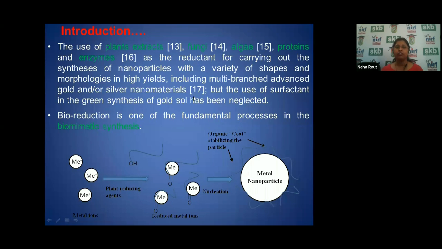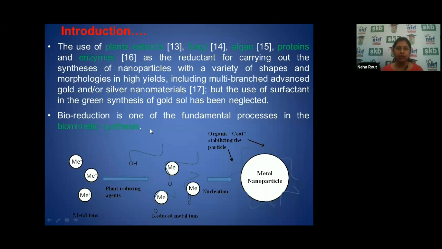You can see here the reference style is different. Yesterday, the paper was having the Harvard type referencing pattern. This is Vancouver type, where we mention the number. So this is a different type of referencing, and it indicates the references. It gives us an idea of the literature available on the use of plant extract. Now the next is bioreduction, one of the fundamental processes in this biomimetic synthesis.